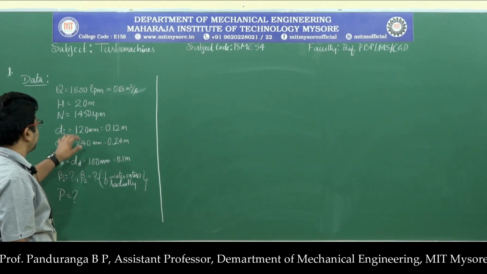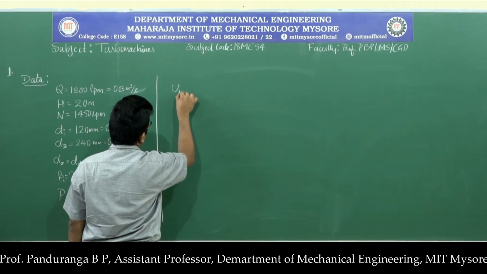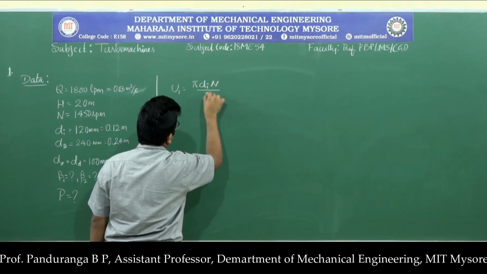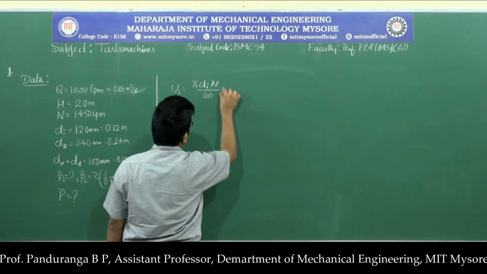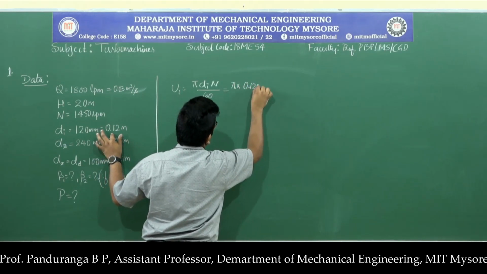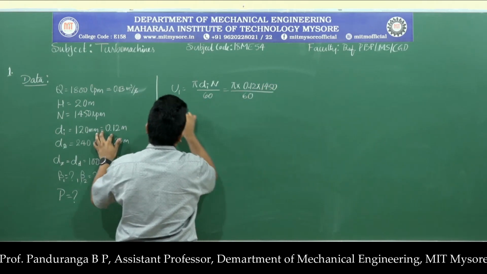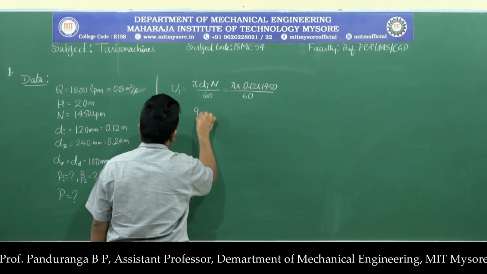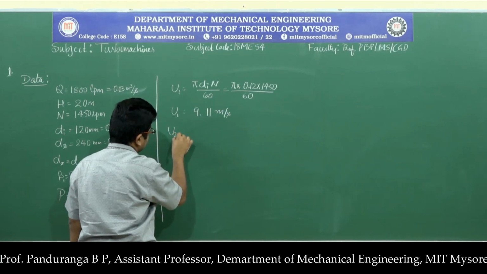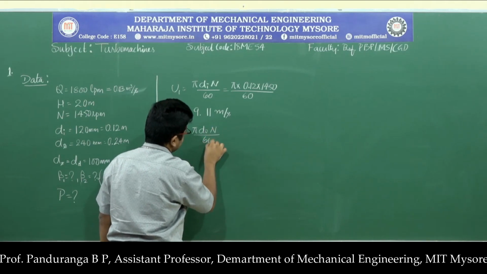Now let us start with the tangential velocities u1 and u2. So u1 is given by pi Di N divided by 60, which is equal to pi into Di is 0.12 multiplied by 1450 divided by 60. So we get u1 as 9.11 meter per second.